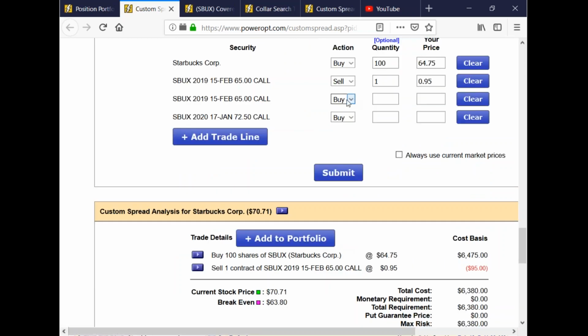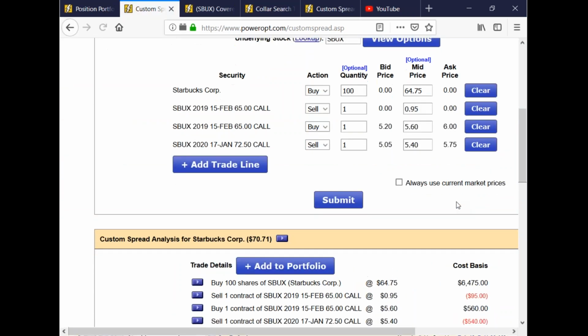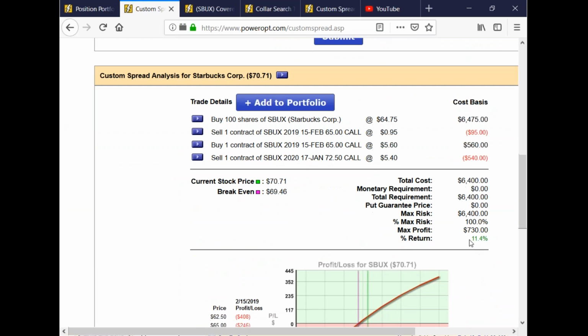All right, so we're going to buy back our February 15th today, get midpoint. We're going to sell the January 72.50. This puts me up to 11.4%. Using midpoint, it's actually higher than it was when I looked at the webinar. But what's the problem? It's an 11% return, 11.4% return for 336 days out.